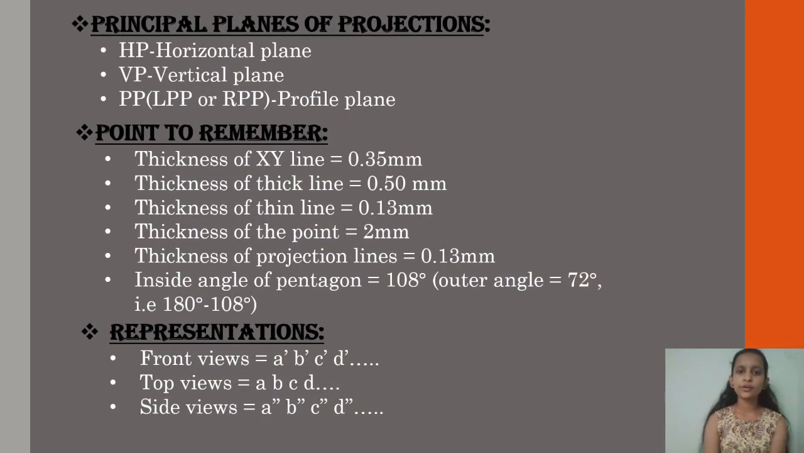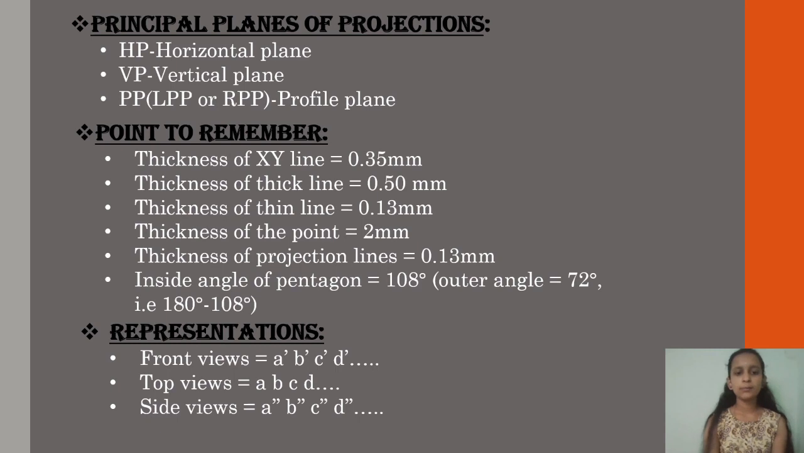Before moving into computer drawing, we have to know some key points. HP is nothing but the horizontal plane, VP is the vertical plane, and PP is the profile plane, either LPP, the left profile plane, or RPP, the right profile plane. The thickness of the XY line is 0.35 mm. The thickness of a thick line is 0.50 mm. The thickness of a thin line as well as the projection line is 0.13 mm. The thickness of a point is 2 mm.